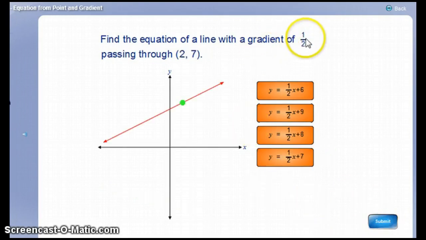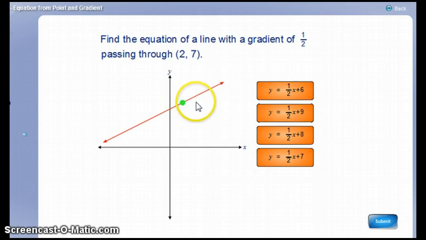Okay, here we have a gradient of a half. This is what it means. Vertical distance of 1 for a horizontal distance of 2. And that's not the y-intercept. There it is there. What does this gradient mean? Well, for every 2 I go across, I go up 1. I don't want to go that way, of course, because it works in reverse.